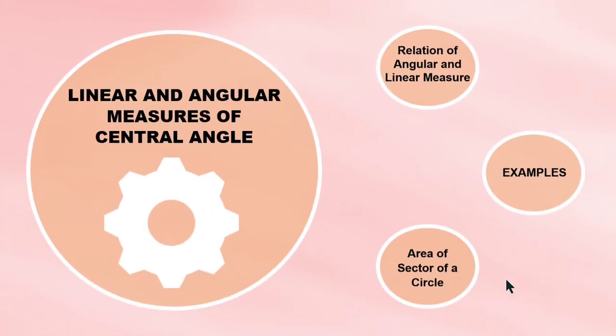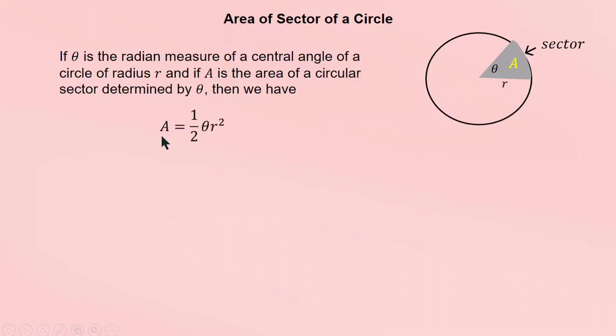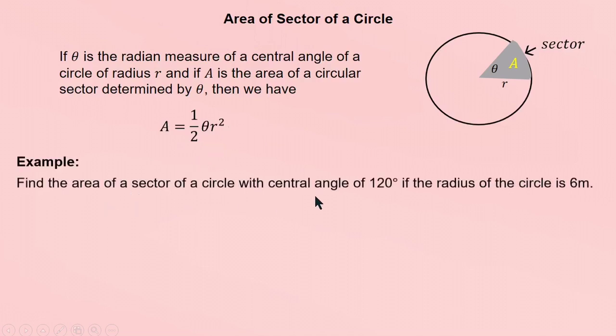Take note that the radius and central angle in a circle are also used to determine the area of a sector of the circle. If theta is the radian measure of a central angle of a circle of radius r, and if A is the area of a circular sector determined by theta, then we have A is equal to 1/2 times theta times r squared. Example: find the area of a sector of a circle with central angle of 120 degrees if the radius of the circle is 6 meters.